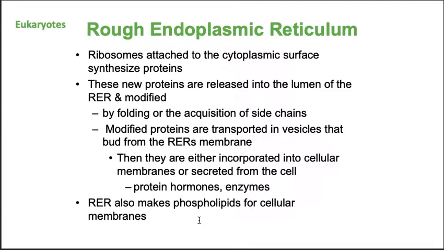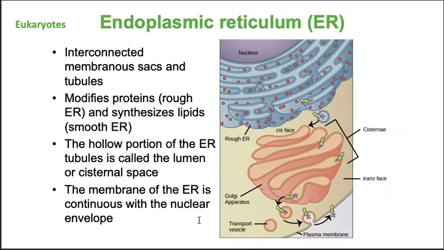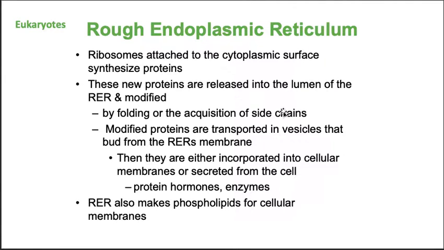We do have some free-floating ribosomes that will also do this, but when thinking about the rough endoplasmic reticulum, we're talking about the ribosomes that are embedded. And you can see a picture of that here, right? All of these red dots, those are the ribosomes. Okay, these new proteins are released into the lumen of the ER, and then they can be modified there.